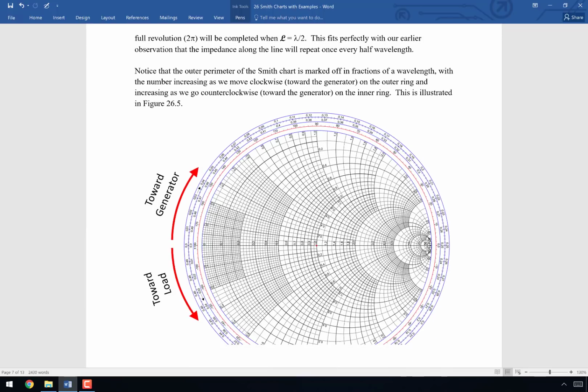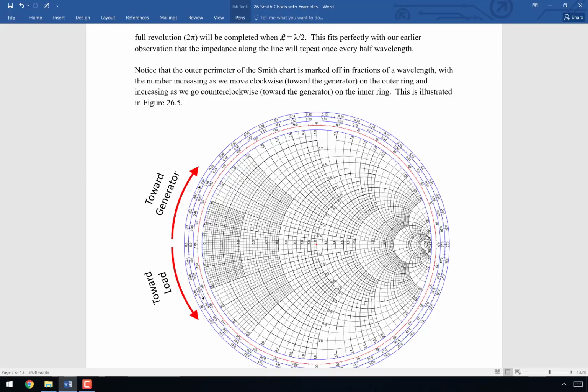Essentially, if you want to move toward the generator, you go clockwise. If you want to move toward the load, you go counterclockwise. In fact, some Smith charts actually show that right on the chart. You'll notice there's an arrow right here, which says if you're going toward the generator, use the outer ring. If you're going toward the load, use the inner ring.